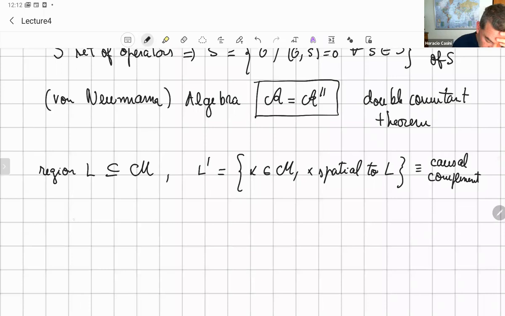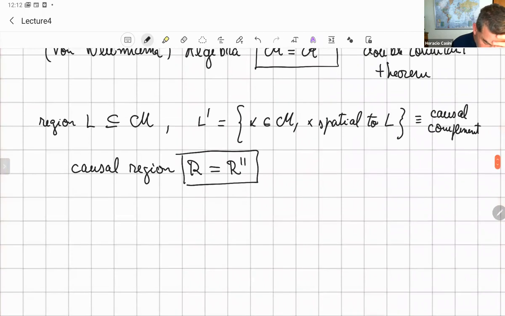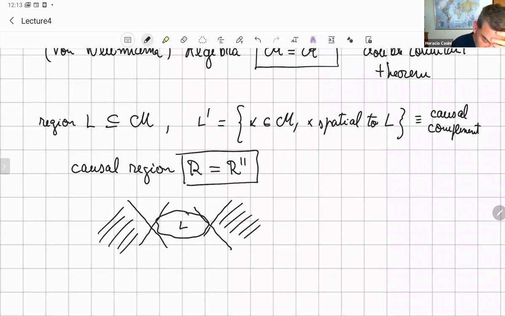And then we define a causal region as a region R such that R is equal to its double causal complement. What is this? Well, this is just these diamond regions. If you have some region L, then you take the complement. The complement is all the spatially separated points with respect to L, and this is L prime. And then this region R is equal to L second causal complement, and R is equal to R double causal complement.